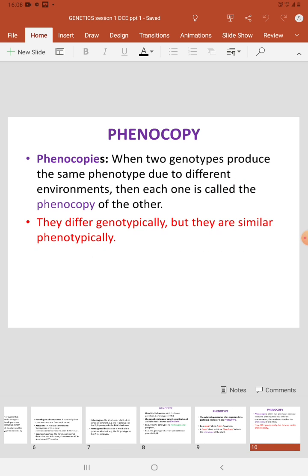Phenocopy. When two genotypes produce the same phenotype due to different environment, then each one is called the phenocopy of the other. They differ genotypically, but they are similar phenotypically. I think it's common knowledge that when two different genotypes are present, we obviously expect it to produce two different phenotypes. But because of the role of the environment, because of some factor from the environment, two genotypes produce the same phenotype, and this is known as phenocopy.